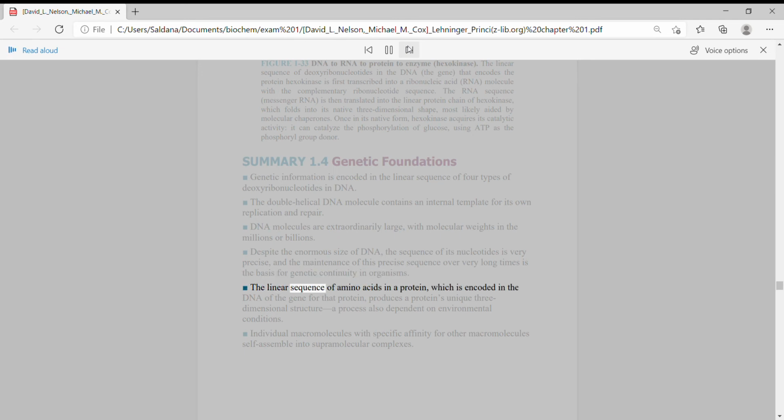The linear sequence of amino acids in a protein, which is encoded in the DNA of the gene for that protein, produces a protein's unique three-dimensional structure, a process also dependent on environmental conditions. Individual macromolecules with specific affinity for other macromolecules self-assemble into supramolecular complexes.